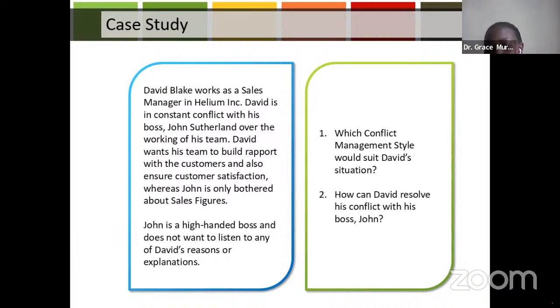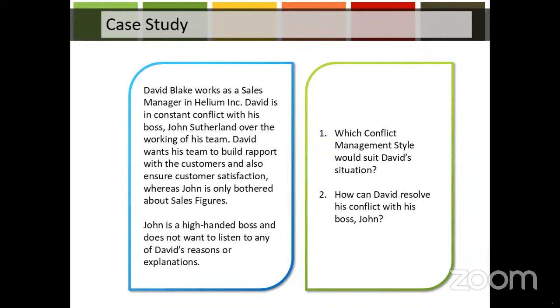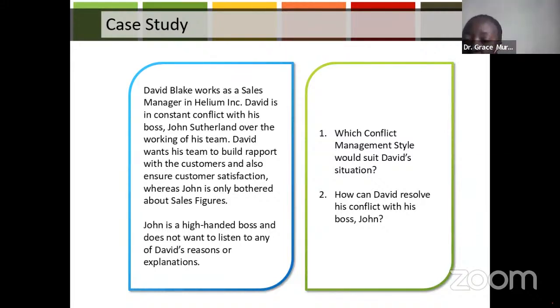That's challenging a bit there. But let's continue hearing. We have had compromise. Compromise means David gives something and John gives something, so they meet in the middle. And remember, John is a high-handed boss who does not want to listen to any of David's reasons or explanations. Let's hear another one. Please let's be together so that we finish together. This really is your assignment. I want to hear from you.